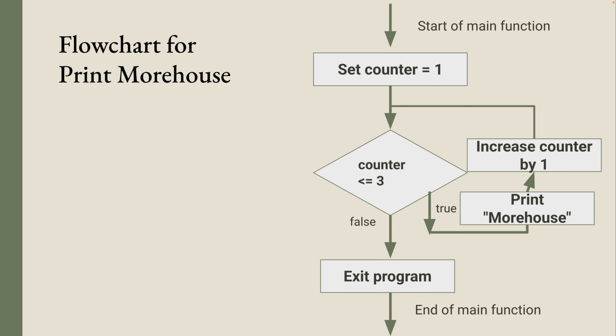So to see it here, we set counter equal to 1 at the top. We check while counter is less than or equal to 3. This is true. We print Morehouse. We increase counter by 1. And then we come back and we do it again. And we keep doing it until it's false. And then we exit the program. Any questions here? Okay.